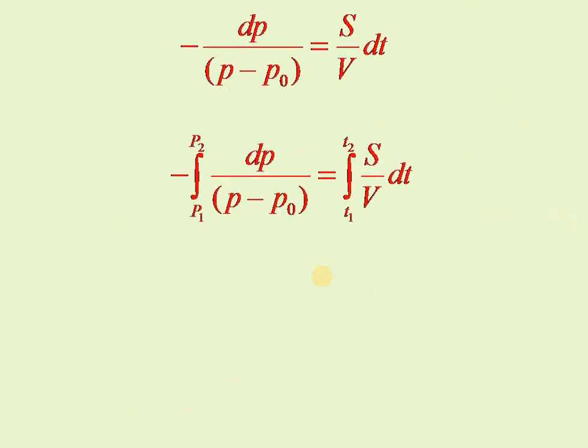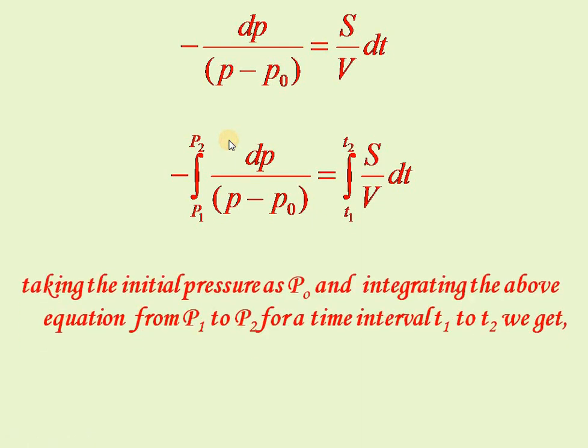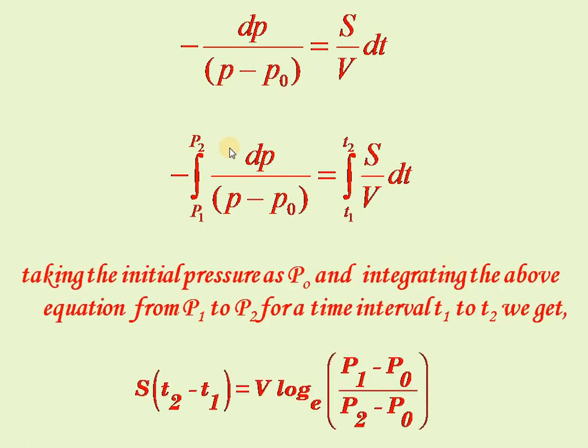Just like that, we can do it here. We are integrating this differential equation from a pressure P1 to another pressure P2. Very simple, the standard differential form is given here. The variable here is P and the variable here is dt. This is nothing but the integral of 1 by x form that will give you log x, understand? And this is simply a constant times dt, so the integral will give you S by V times dt. You have the limits t2 and t1 here, and P1 and P2 there, and the resulting function will be log of (P minus P0).